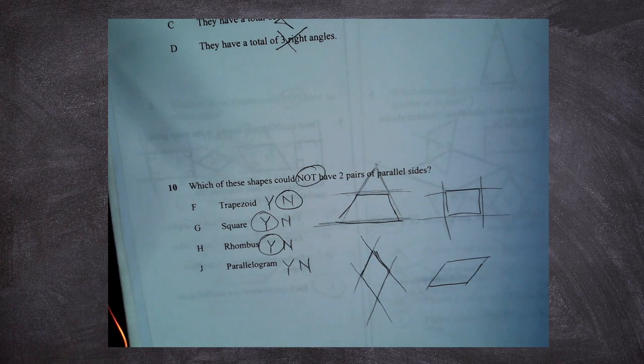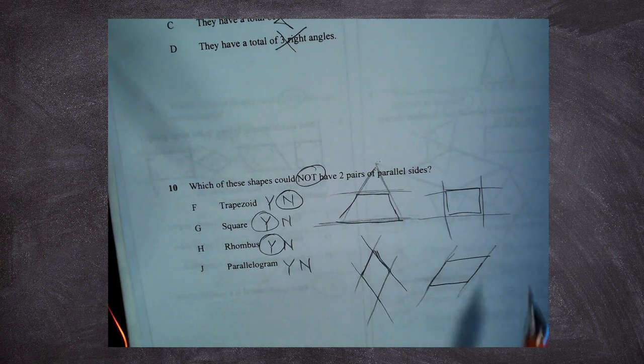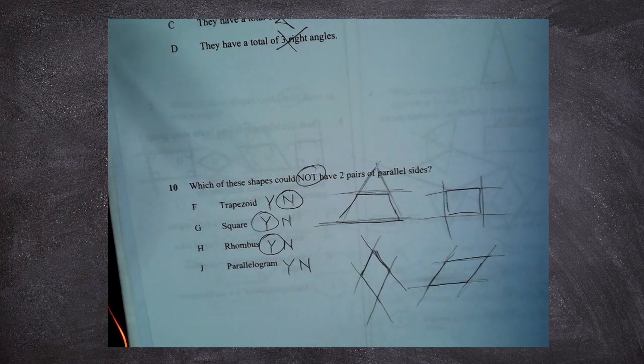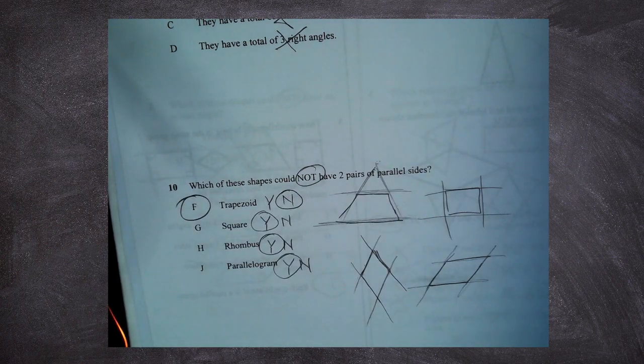A parallelogram. It's in the name. The left and the right. The top and the bottom. Two pairs of parallel sides. So out of those four shapes, there's only one of them that cannot have two pairs of parallel sides. That is the trapezoid. Trapezoid can only have one pair of parallel sides.